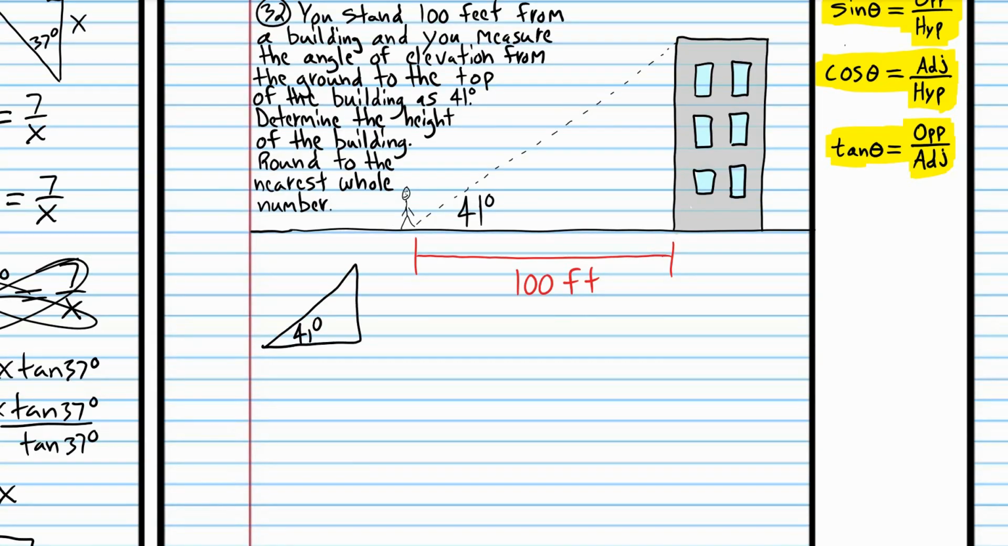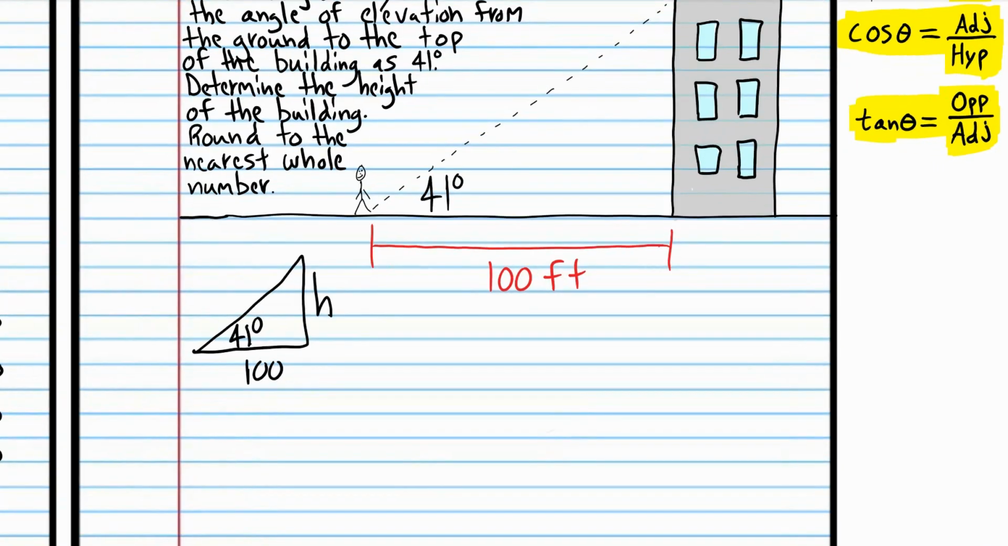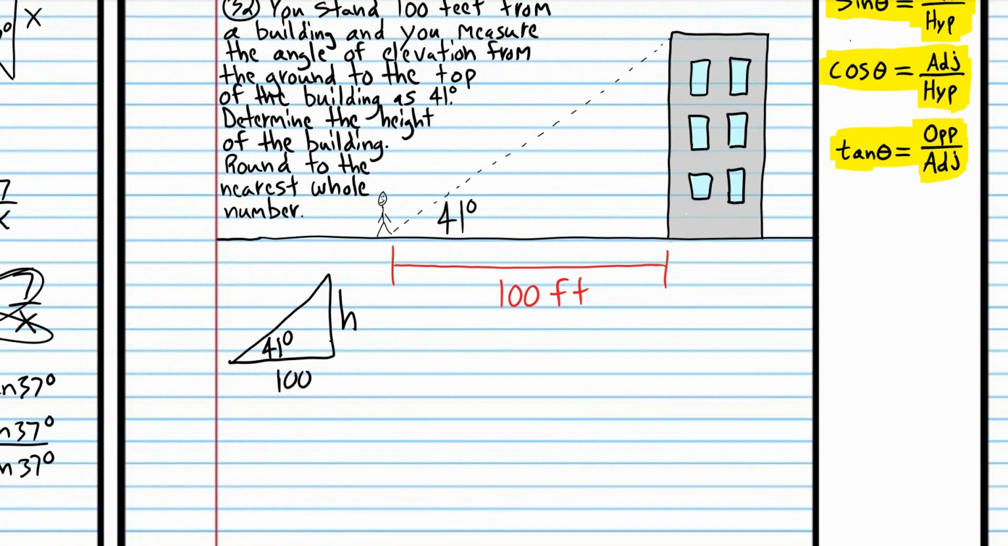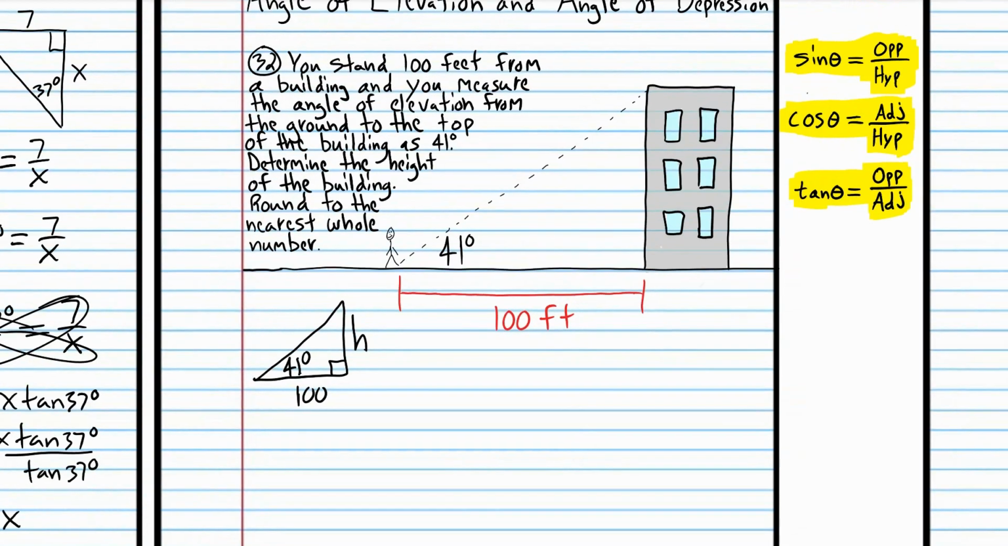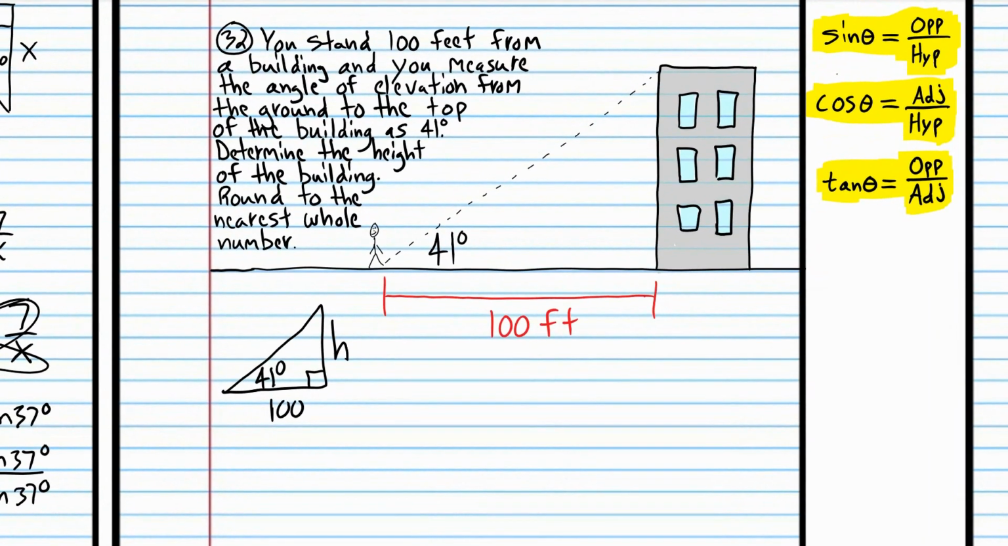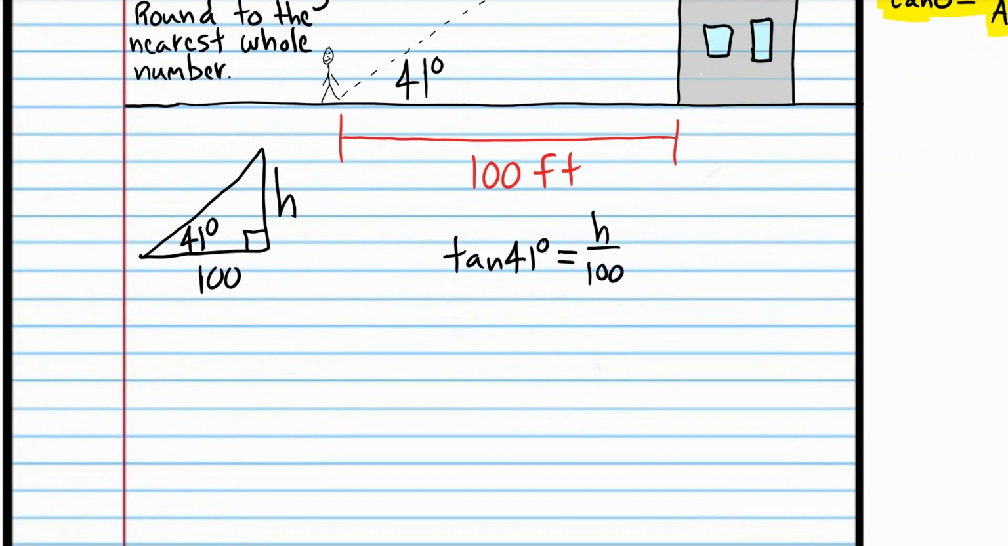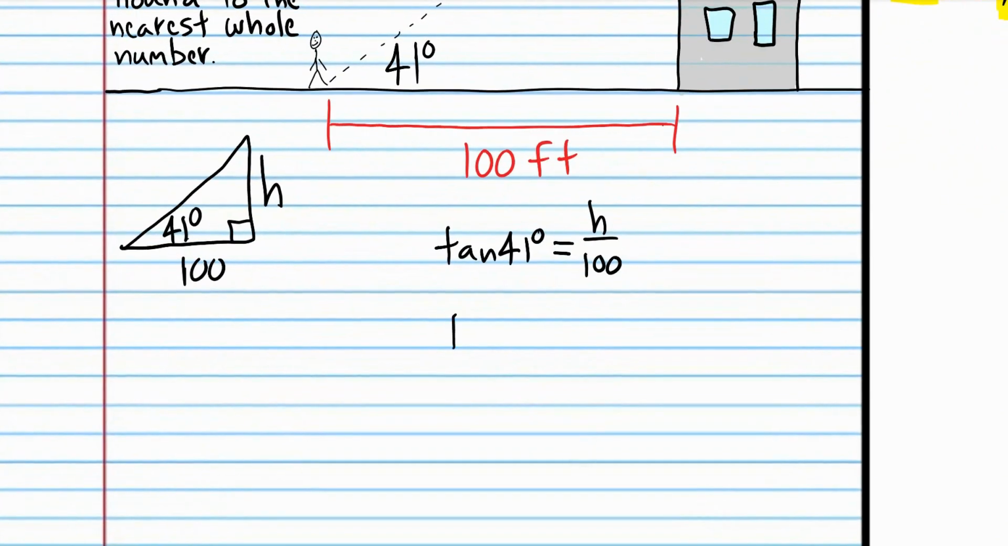So we have 41 degrees, this side is 100, and we're looking for this side. I'll just call that h because it's the height. So now we're just going to do the exact same thing, and by the way, this should be 90 degrees. We're going to do the exact same thing we did in the previous problems. It's pretty simple. So I'm going to use tangent. 41 degrees is equal to opposite over adjacent, and then I'm just going to solve.